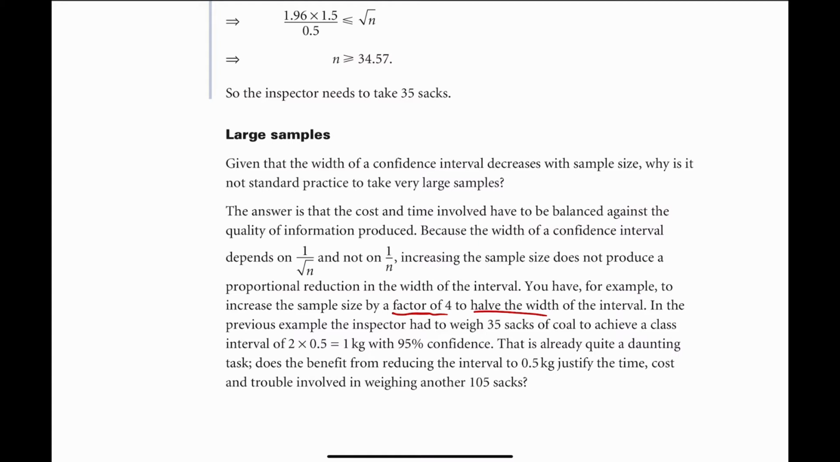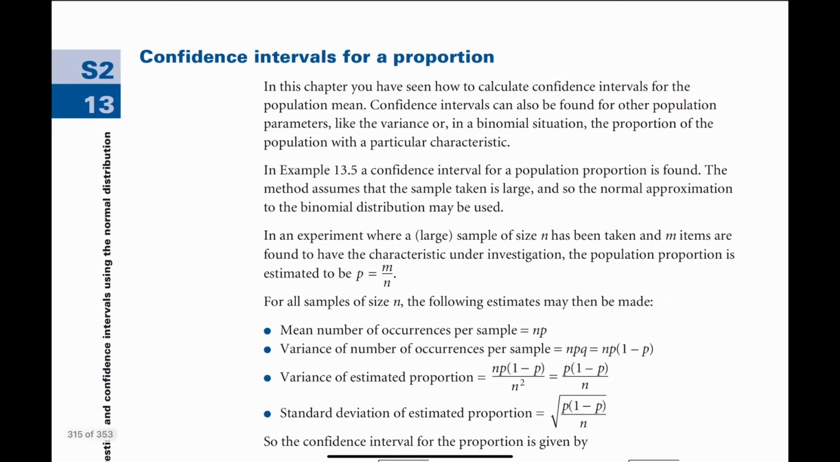So if I ask you a question about that in the Cambridge exam, or why would you not take a larger sample, the answer is cost and time, okay? To halve the confidence interval, you'd need to quadruple the size of the sample, okay? Cool. The other thing is confidence intervals for proportion.